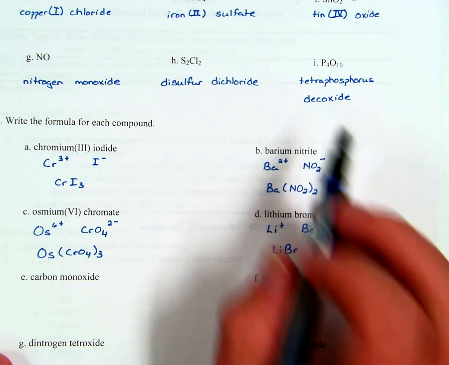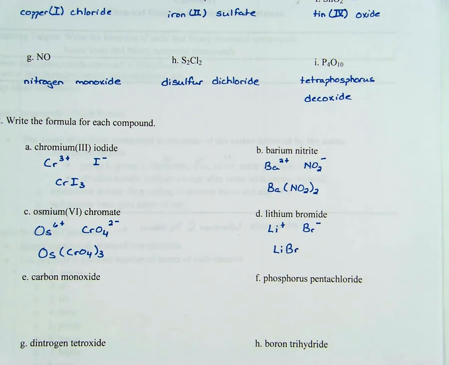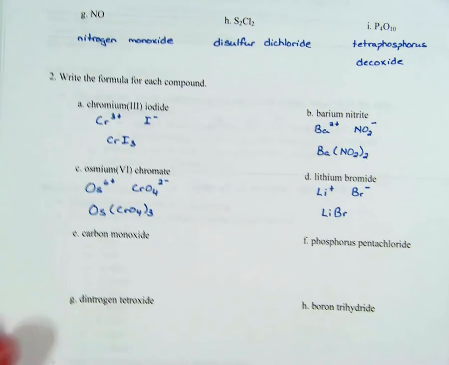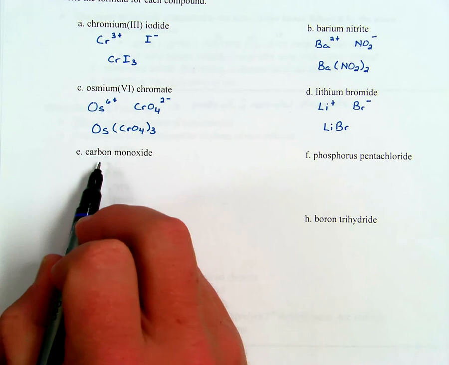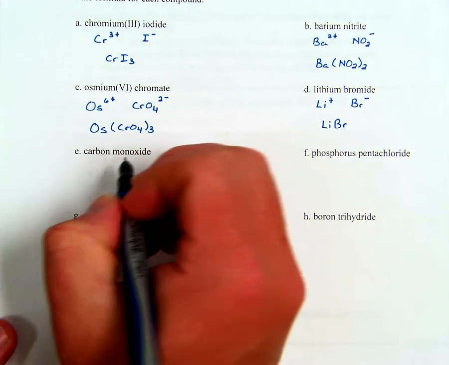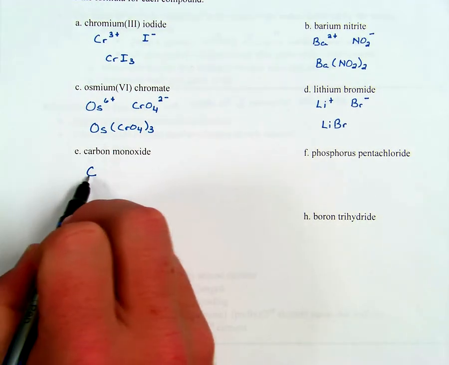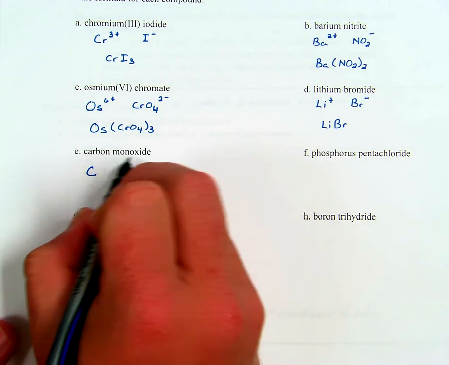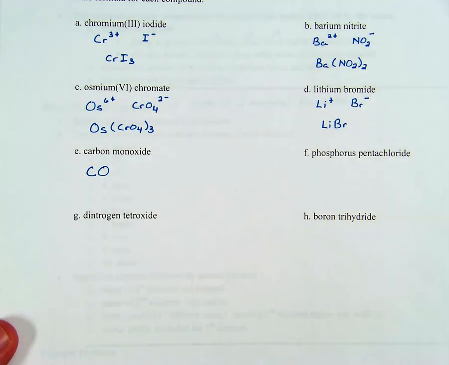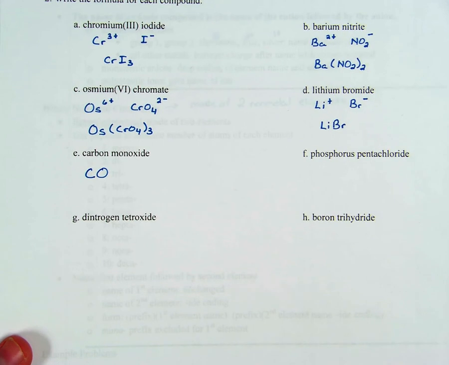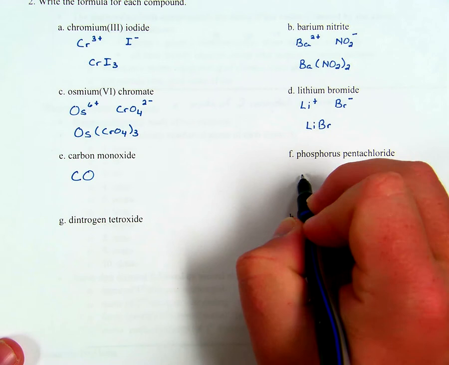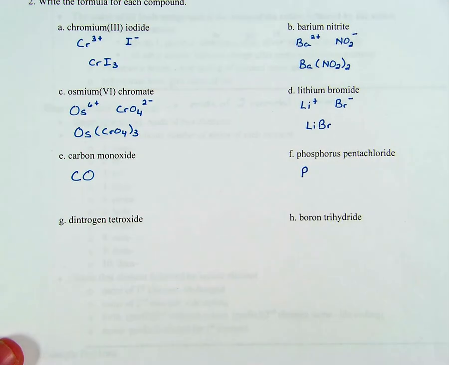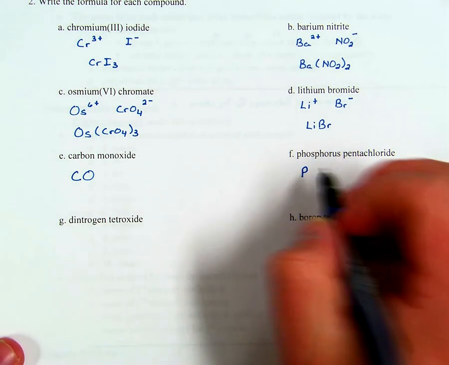Alright, so if we jump down to the next part here, writing the formulas for the compounds. Carbon monoxide, if it's carbon, that's just C then. There's no prefix, that means there's 1. Monoxide, that would be 1 atom of oxygen, so CO would be the formula. Phosphorus, there's no prefix in front of it, so that tells me that there's just 1 atom, so that would be P. Pentachloride, penta means 5. Chloride would be chlorine, so PCl5.